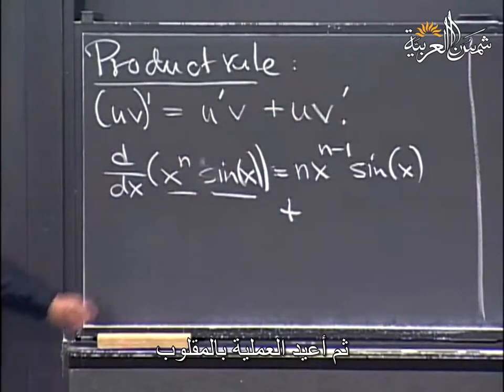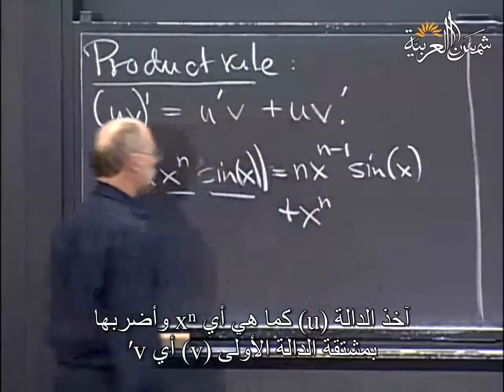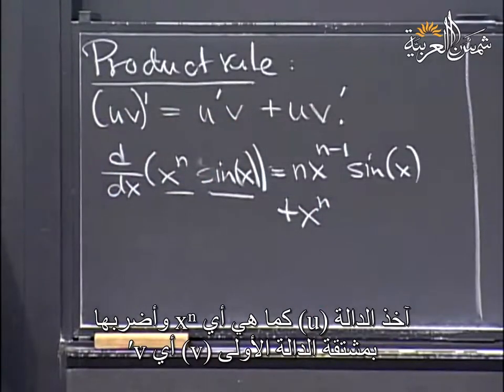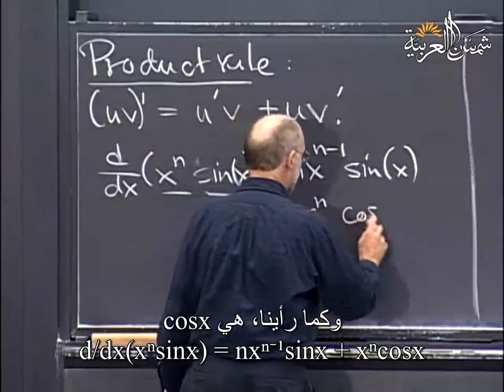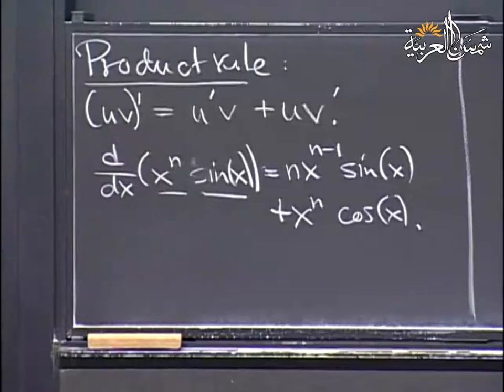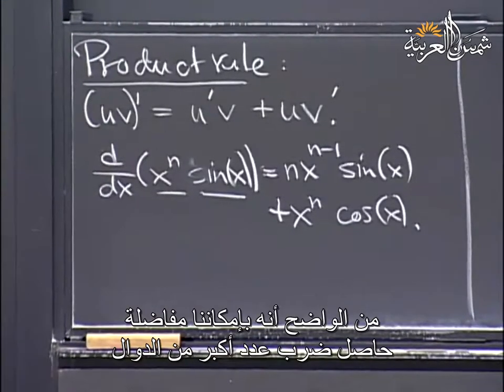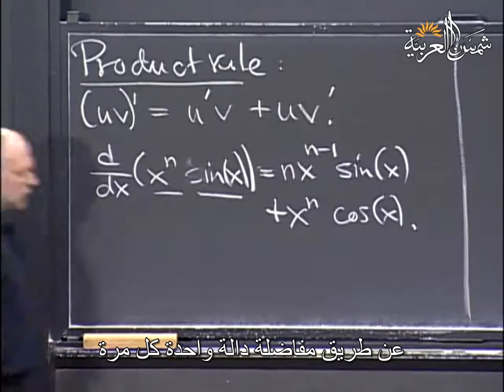And then I do it the other way. I take u the way it is, that's x to the n, and multiply it by the derivative of v, v prime. We just saw v prime is cosine of x. So that's it. Obviously, you can differentiate longer products with more things, by doing it one at a time.